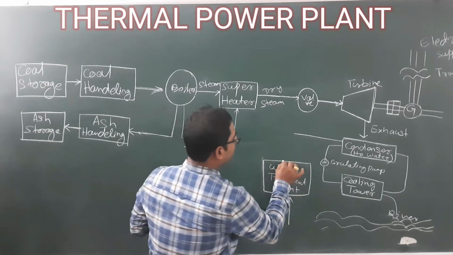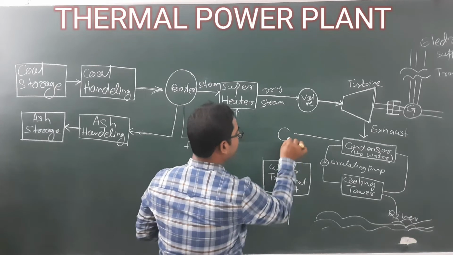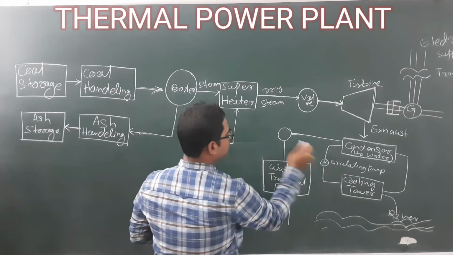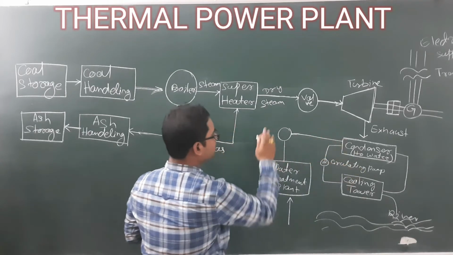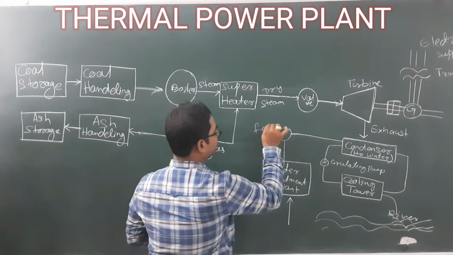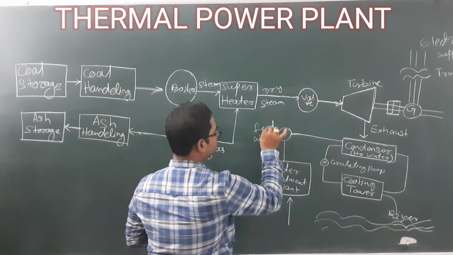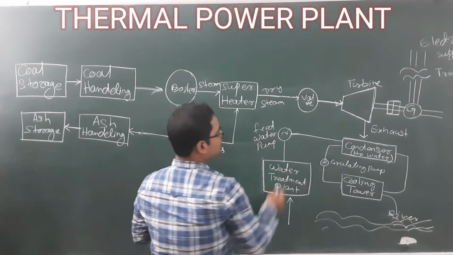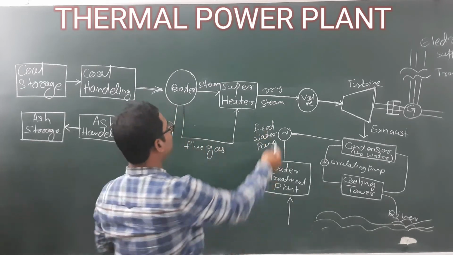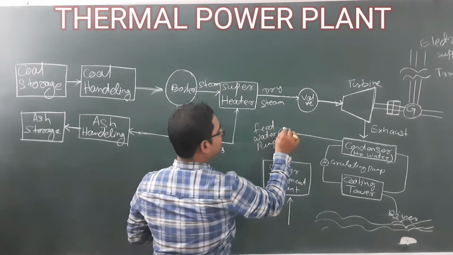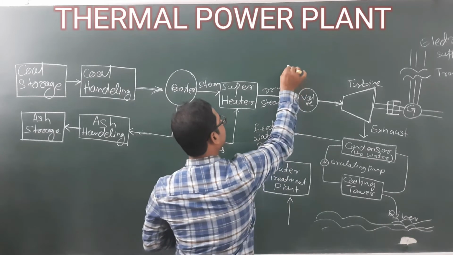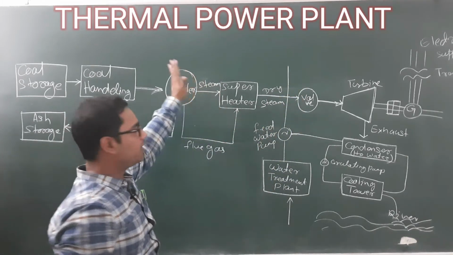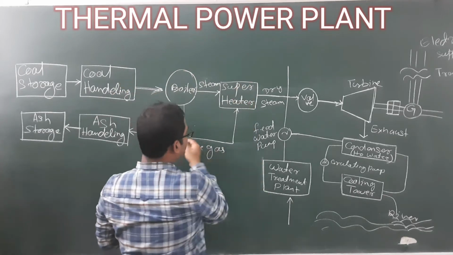Then here is one circulating pump, for the rotation of your water. This is the feed water pump. This pump will feed water to your boiler, and the water is not fed directly to the boiler. It will be fed through your flue gas.